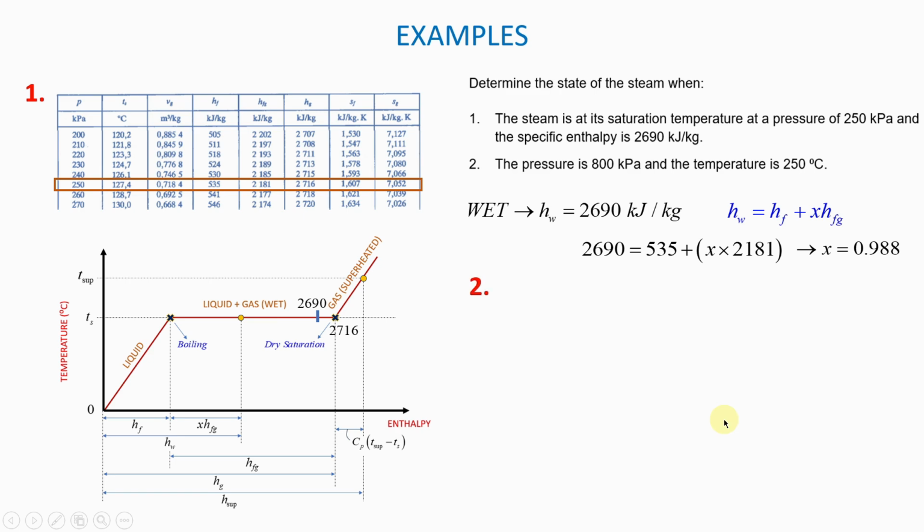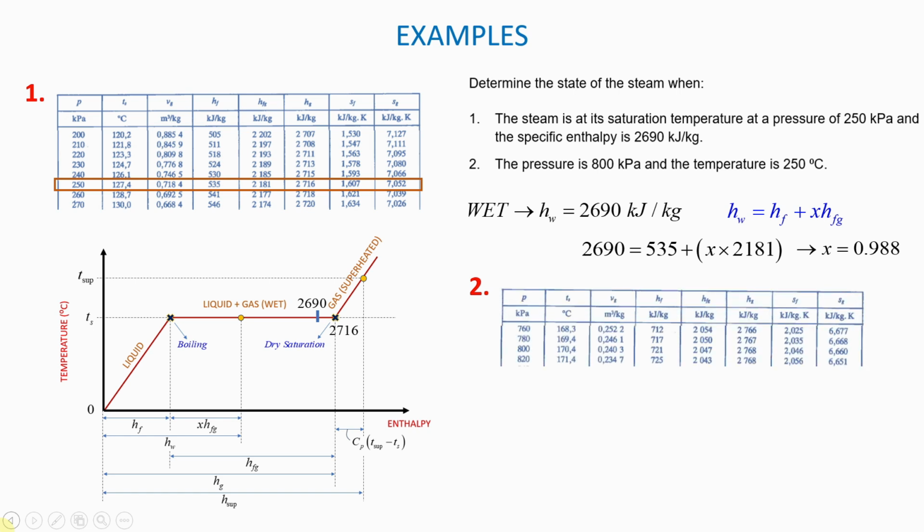Now for question number 2, we need to find the state of the steam when we have a pressure of 800 kilopascals and a temperature of 250 degrees. Again, you need to look for 800 kilopascals in your table. So this is a portion of the table, and there is 800 kilopascals. Here you can see that. If you look here, what is the saturation temperature at 800 kilopascals? It's 170.4. However, the steam that we have is at a temperature of 250 degrees.